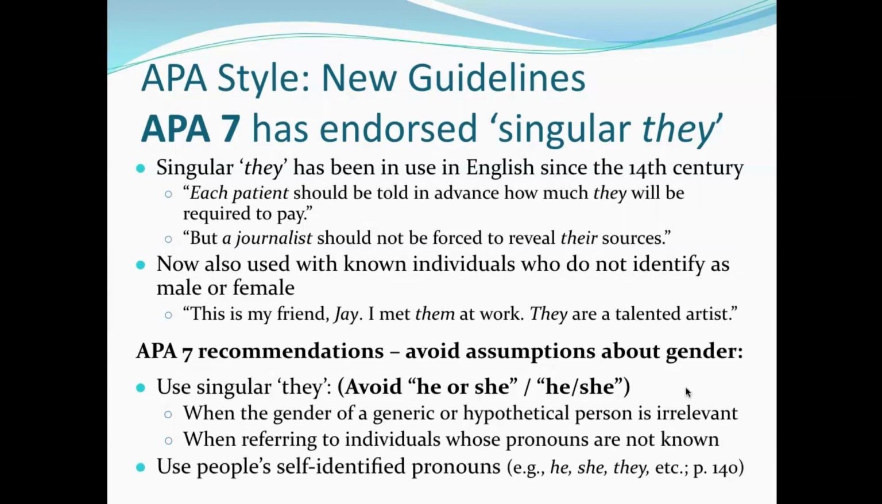Also, APA says we should use people's self-identified pronouns. They give examples including he, she, they, and a lot of other examples on page 140 of the manual. And because language is always changing as well, they're not going to have a complete list of all the pronouns that are people's self-identified pronouns, but we should respect people's pronouns, whatever they are.